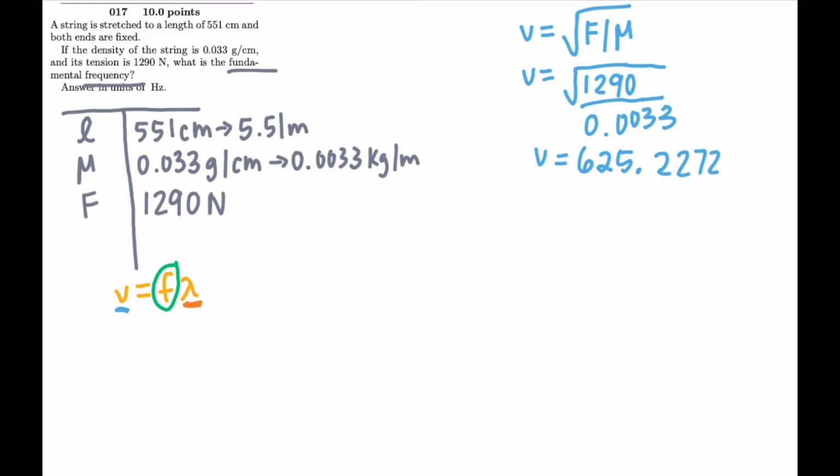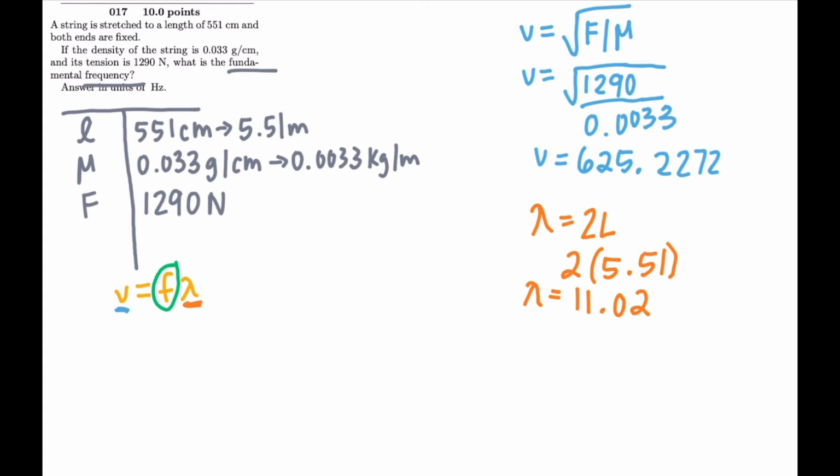Okay, so now we're going to be solving for the wavelength. So we have our velocity, now we need the wavelength, so we can solve for the frequency. Okay, so we're going to do this one right here. So we know that the wavelength is equal to 2 times the length. So we're just going to take 2 and multiply it by the length, which in our case is 5.51. Make sure you're using the meters, right? And that should give you 11.02 as the wavelength.